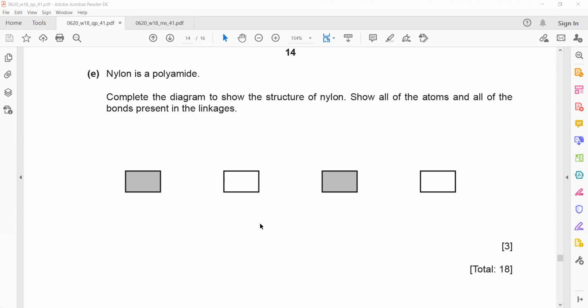Nylon is a polyamide. Polyamide means it contains amide linkage. Complete the diagram to show the structure of nylon. Show all the atoms and all the bonds present in the link. So it contains an amide or peptide linkage. So what is the amide or peptide linkage? Show the amide or peptide linkage which is linking the two molecules together in nylon. Use the screen annotation to complete this.